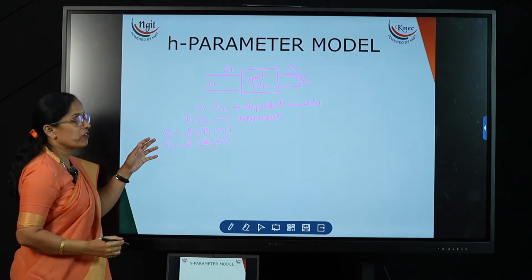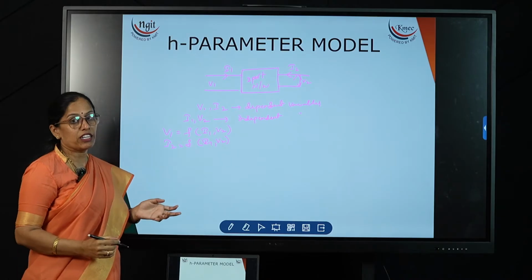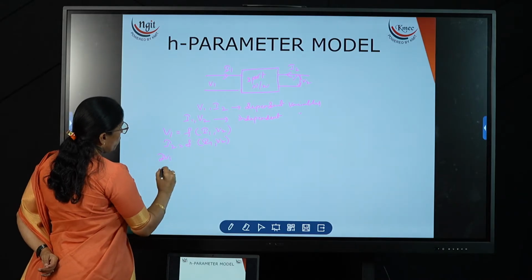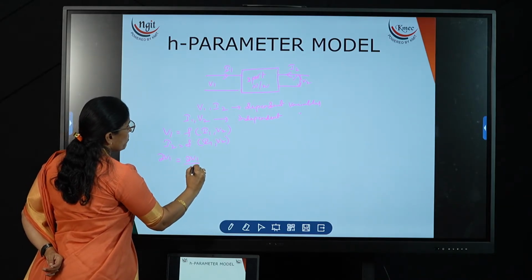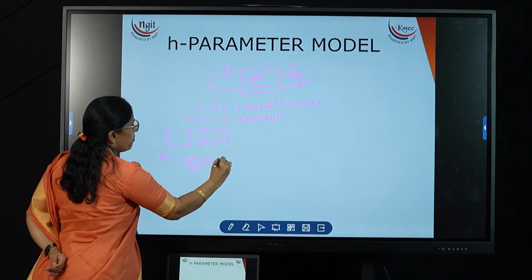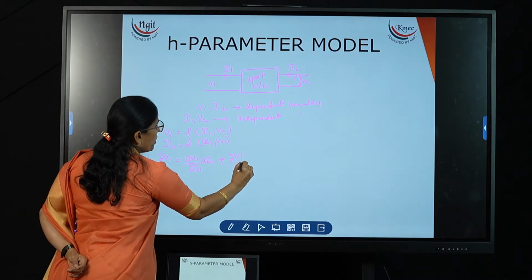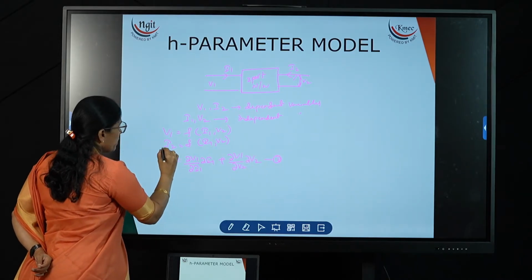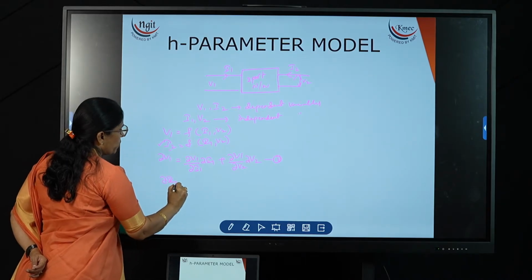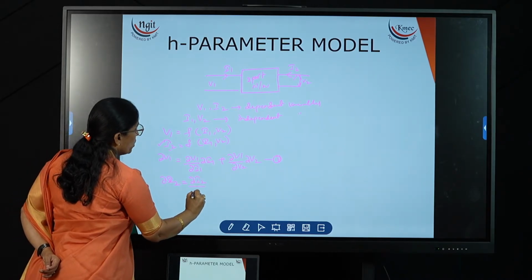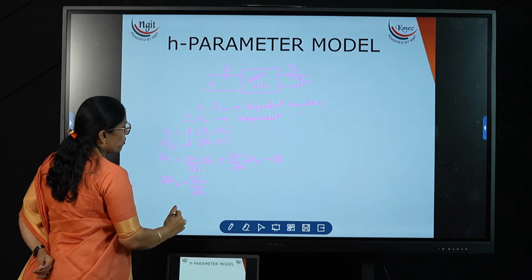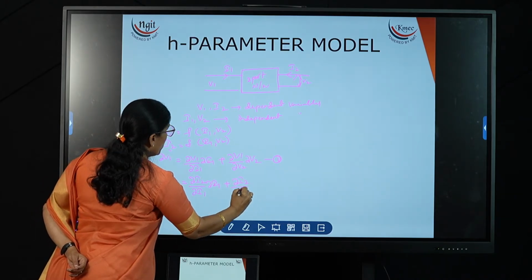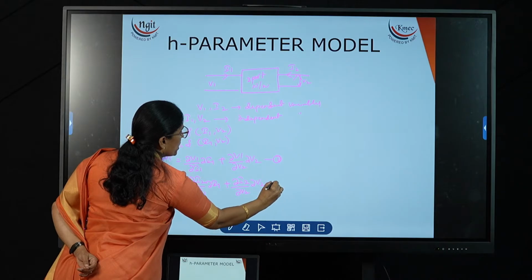Now if there are any changes in the inputs, then we can write the total differential equation. So delta V1 is equal to dou V1 by dou I1 into dou I1 plus dou V1 by dou V2 into dou V2. This is expression 1. Similarly for the second expression, delta I2 is equal to dou I2 by dou I1 into dou I1 plus dou I2 by dou V2 into dou V2. This is expression number 2.